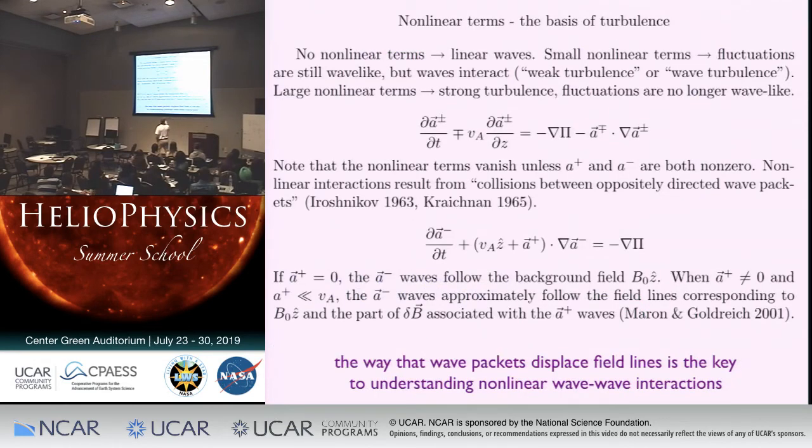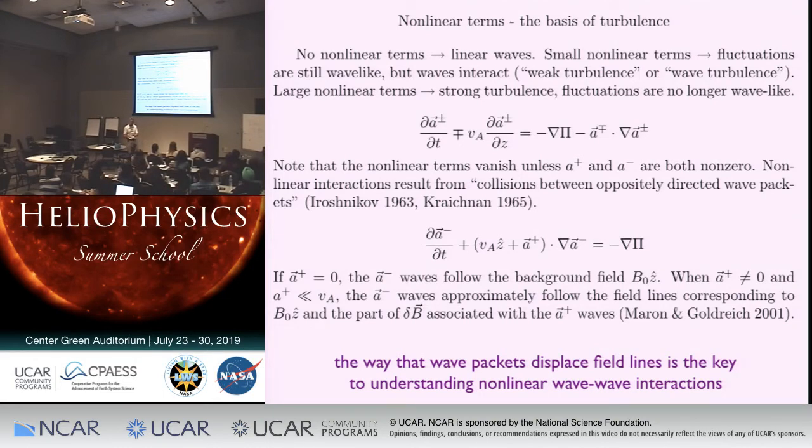The basic idea: let's take this Elsasser equation of MHD, just bring the nonlinear term to the left. You get this equation, say, for A minus. This equation is very interesting because, as I was saying before, if you have an equation of the form partial t of some quantity, in this case A minus, plus some velocity dot grad of that quantity, that's called an advection equation.